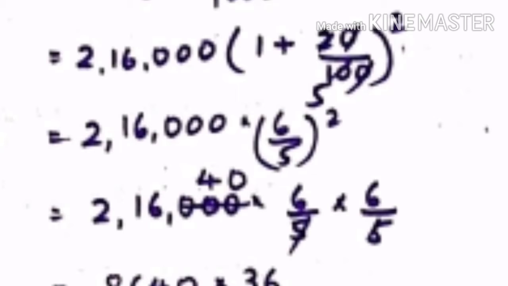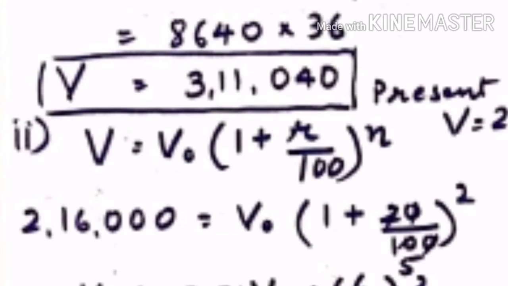With 5, if we cancel, 5 5s are 25, 4s are 100. Like that cancelled, and then I get 8,640 into 36. So value is equal to 3,11,040. That is the value after 2 years. Now we find the value 2 years ago.